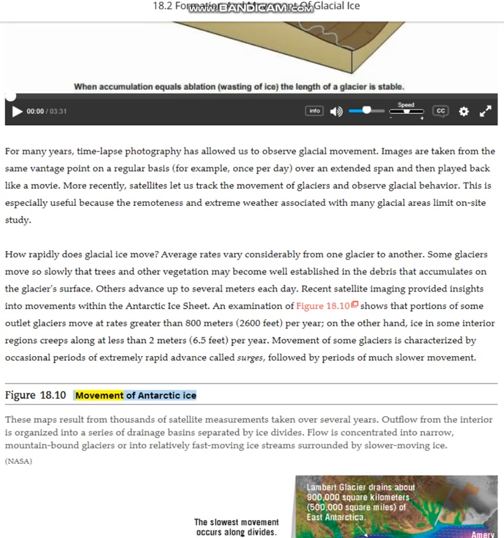Figure 18.10: Movement of Antarctic ice. These maps result from thousands of satellite measurements taken over several years.